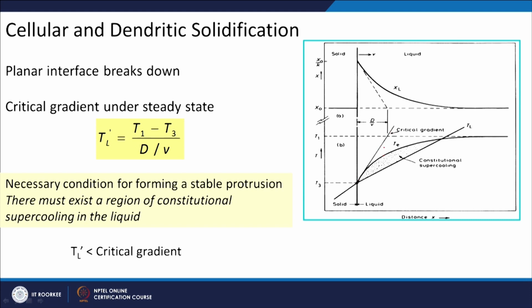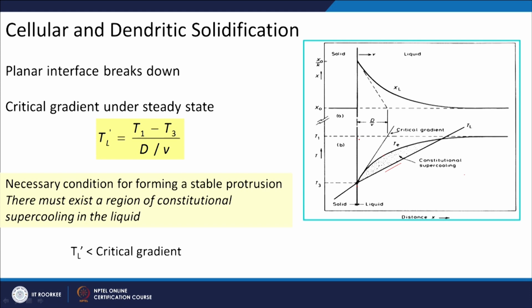If my temperature gradient is lower than this, then you will have constitutional supercooling, because of the solute content. If the gradient is more than that, then of course there is no harm and you will not have any problem in the solidification. When you have constitutional supercooling, we will see what happens in the solidification structure. The critical gradient will be given by T1 minus T3, basically y2 minus y1 divided by x2 minus x1, so it will be T1 minus T3 divided by this distance, which is D by v.